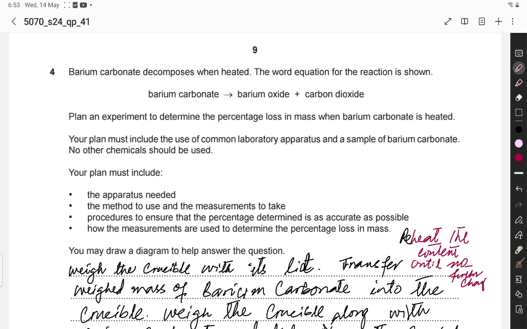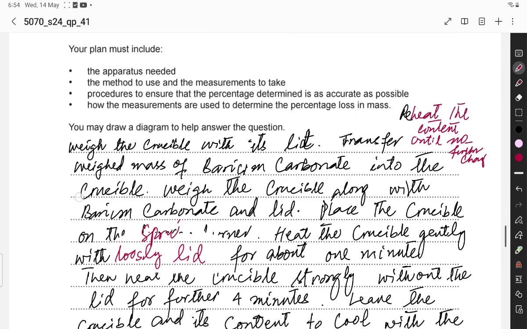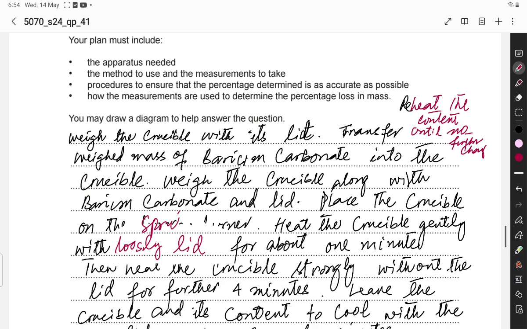Procedures to ensure that the percentage determined is as accurate as possible. How the measurements are used to determine the percentage loss in mass. You may draw a diagram to help answer the question. Weigh the crucible with its lid. Transfer a weighed mass of barium carbonate into the crucible. Weigh the crucible along with the barium carbonate and lid.